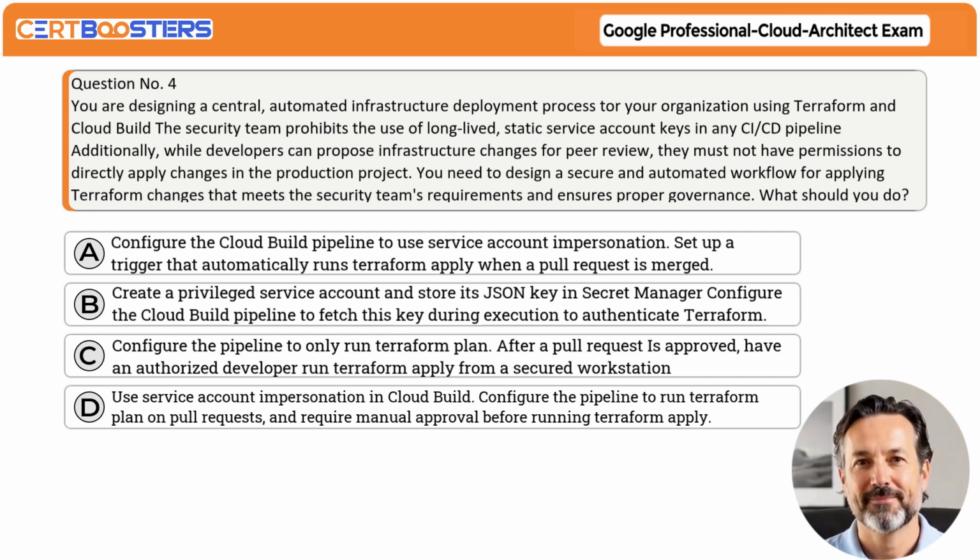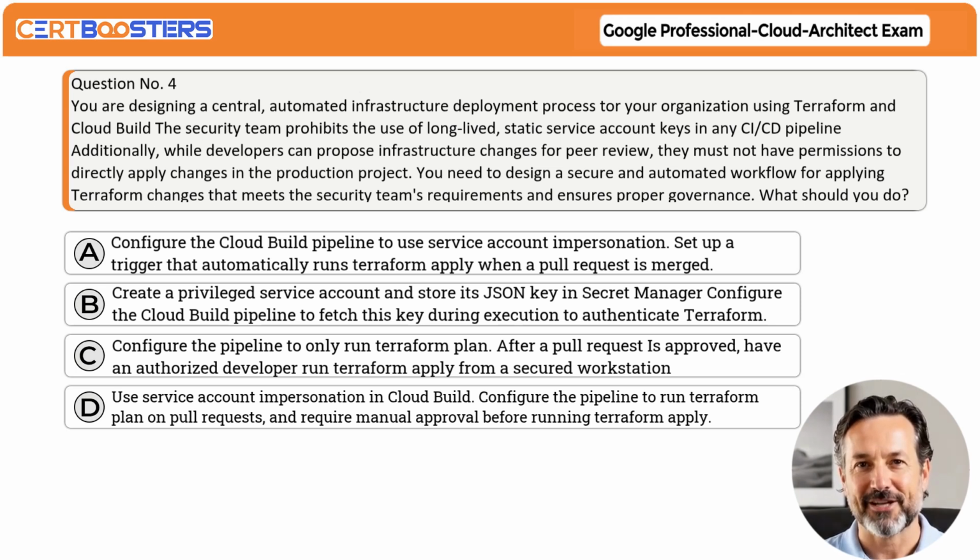What should you do? A. Configure the Cloud Build pipeline to use service account impersonation. Set up a trigger that automatically runs Terraform apply when a pull request is merged. B. Create a privileged service account and store its JSON key in Secret Manager. Configure the Cloud Build pipeline to fetch this key during execution to authenticate Terraform.